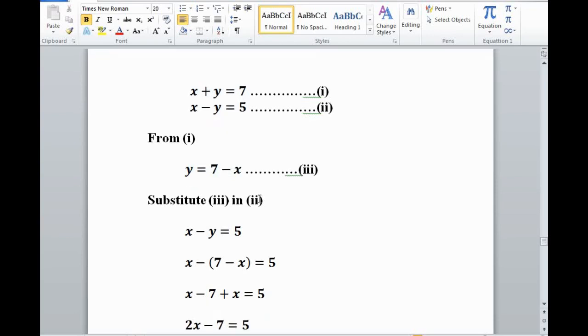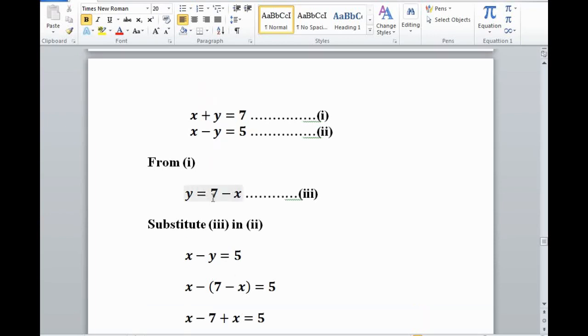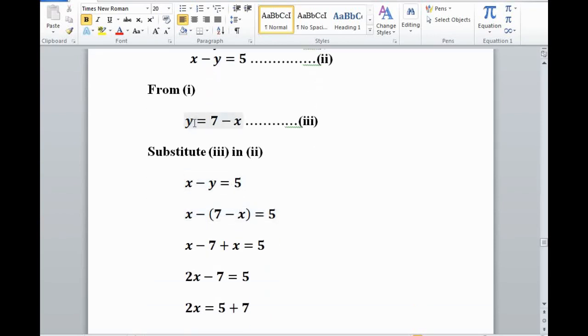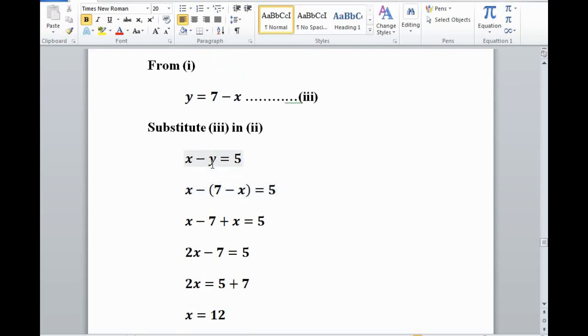Now I'm going to replace this y in equation 2 with the expression in x to obtain an equation in x. In other words, let's substitute this equation, which is y equals 7 minus x, in equation number 2. So first I'm going to write equation 2, which is x minus y equals 5. Now I will replace this y by 7 minus x, which is the value of y. So then this equation becomes x minus (7 minus x) equals 5, which is the right side of this equation.